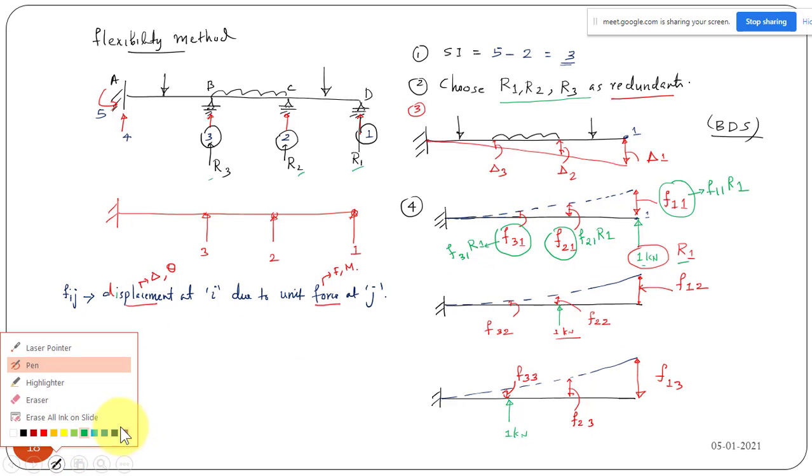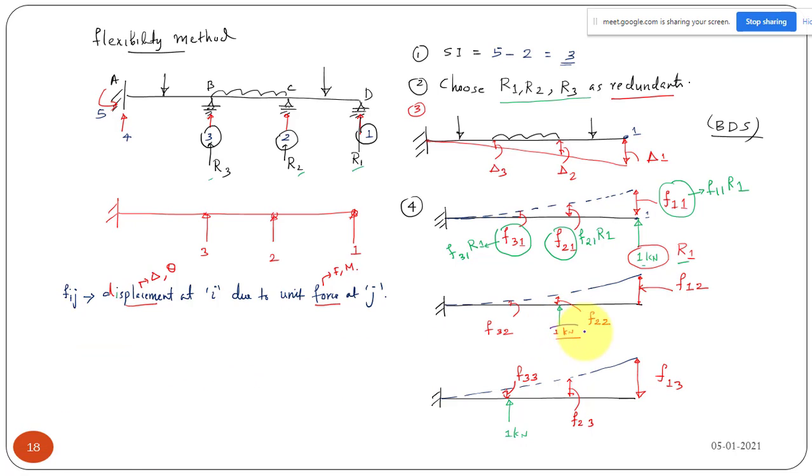Similarly, next you can take this section here, the actual reaction may be R2, and instead of 1 if you apply R2, what will be this value? It will become F12 times R2, this will become F22 times R2, and this will become F32 R2.